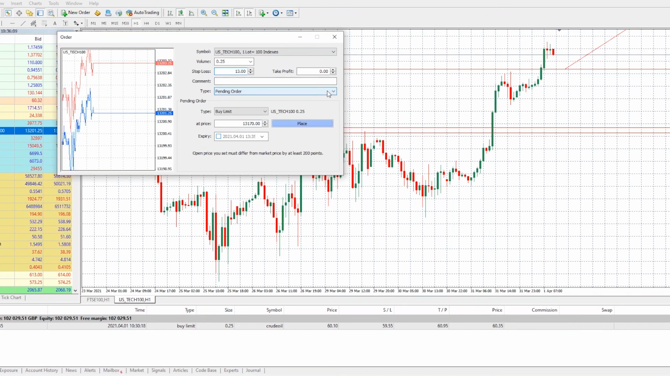If it breaks that support level, then maybe you say, okay, I'm wrong. It's not going to bounce. I'll take my small loss. And your take profit can be at the all-time high, which is, let's say, 13,260 or something like that. Not the all-time high. I mean the nearest resistance, I should say.